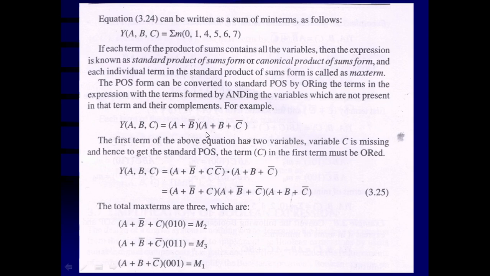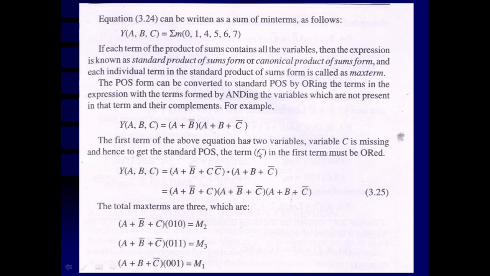The second term contains all the three variables. So in the first term we can OR the missing variable. And how to obtain that missing variable? The missing variable is going to be c. So c dot c bar is going to be ORed with this function. The first term of the above equation has two variables.